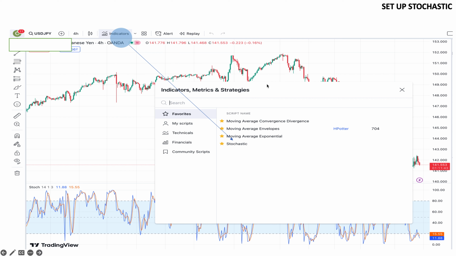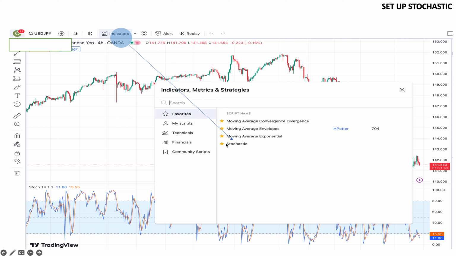So how to set up a stochastic? When you have your market, like here we can see the USD/JPY price market, you just click on the indicator. When you click on the indicator, like in other classes where I talked about the MACD, the moving average convergence divergence, the moving average envelopes, the moving average exponentials, and the stochastic, you can see it and you can favorite it, so you don't have to look for it, because a lot of people like to try different indicators. It helps you find the ones which you love the most, like your favorite. So you favorite it, and when you click on it, it just pops up.